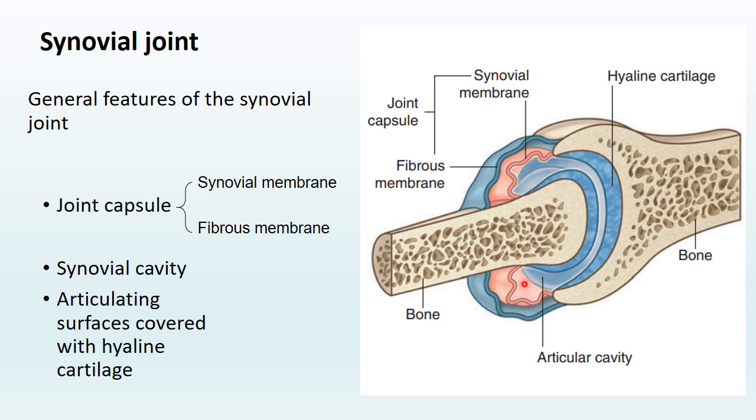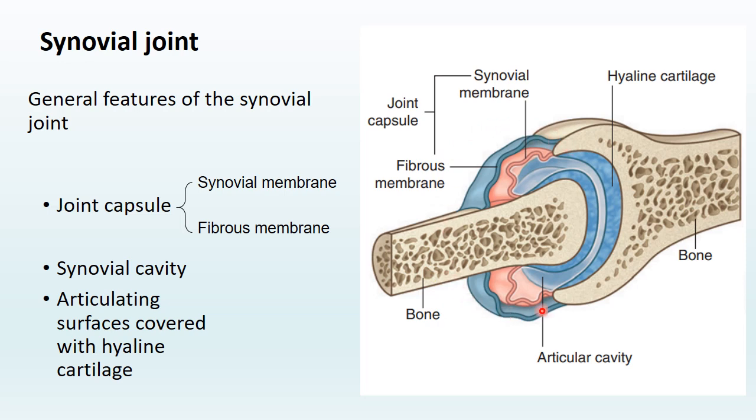There are general features described in the synovial joints. As the definition implies, the articulating surfaces are separated by a cavity. So there is a cavity between the articulating surfaces of the bone. The second feature is that the articulating surfaces are covered by hyaline cartilage, الغضروف الزجاجي, or articular cartilage, الغضروف المفصلي.